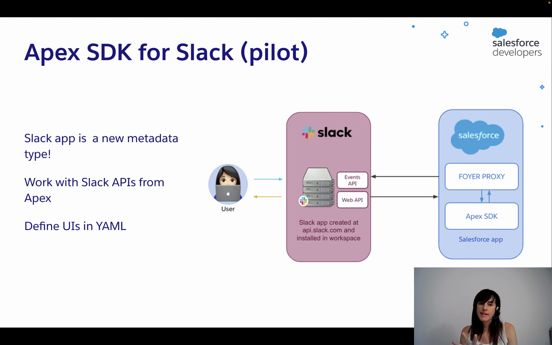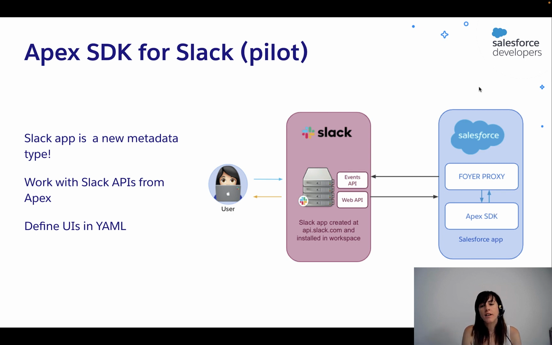Okay, so with this SDK, you are going to be able to manage your Slack apps directly from Salesforce. The need of having a Heroku app, a middleware app in the middle, is going to disappear. That app is not going to be needed anymore, and you're going to be able to manage your Slack apps completely in full from Salesforce. The Slack app is going to be a new metadata type that you can deploy into your Salesforce org and that you can install to a Slack workspace.